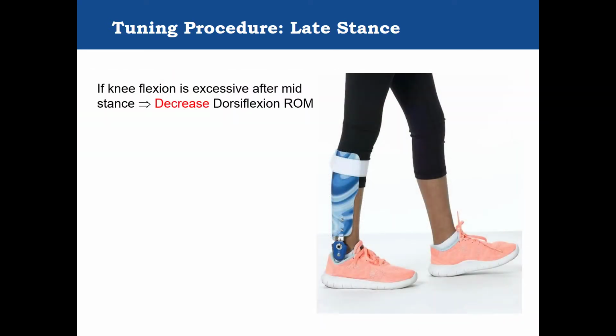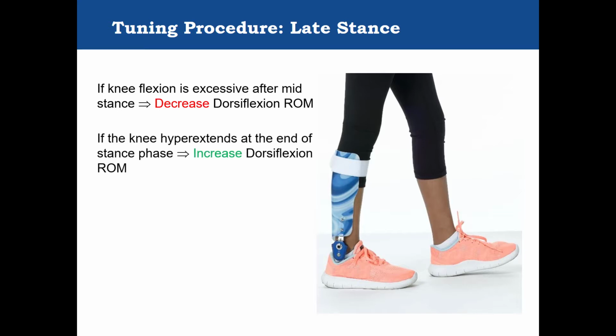Observe knee flexion after mid-stance. If knee flexion is excessive, decrease dorsiflexion range of motion by turning the adjustment screw clockwise. If the range of motion setting must be set to less than 5 degrees to actively manage the ankle or the stability of the knee, it may be desirable to increase the resistance of the dorsiflexion resist by changing the spring configuration.